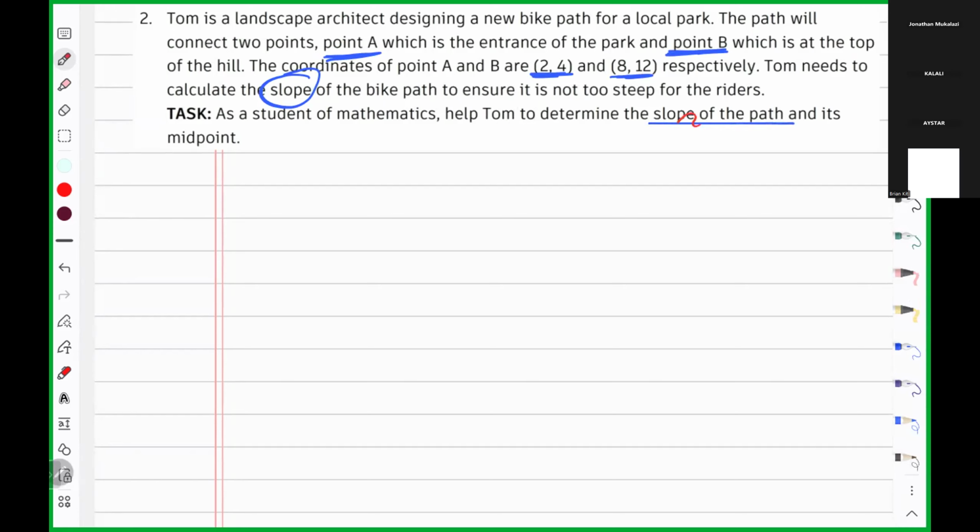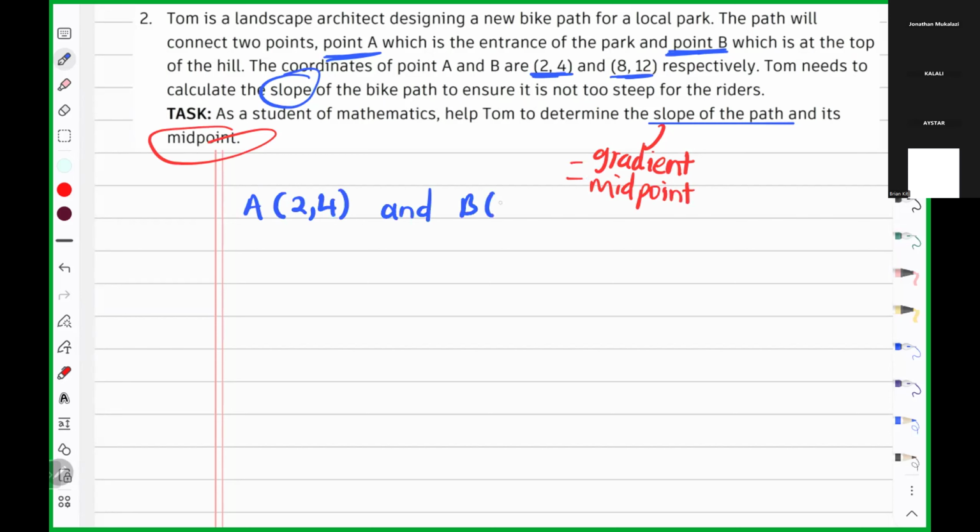So this question wants us to get the gradient of the line joining those 2 points, A and B, and then the midpoint, which I think we can all do because we've applied these in number 1. Yeah, so we have 2 points, A and B, where A is 2, 4, and B is 8, 12. And our task is to get the gradient or the slope and then the midpoint.